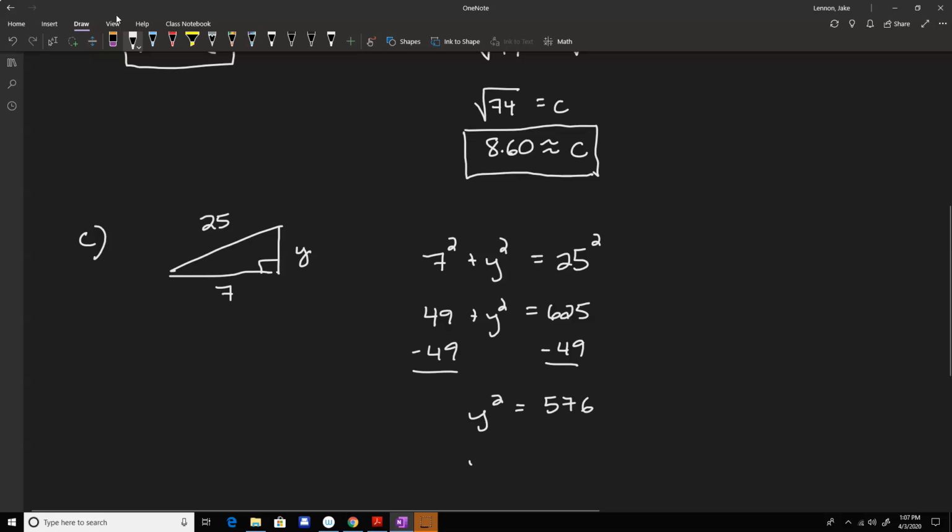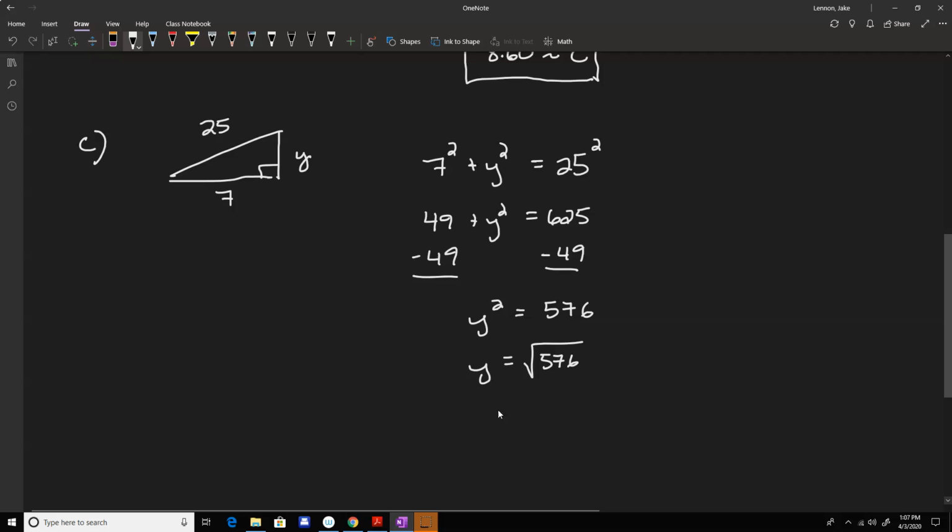So when you take the square root, y will be the square root of 576. And that comes out nicely, actually. We end up with 24. So y is 24 for this problem. That would be our answer.